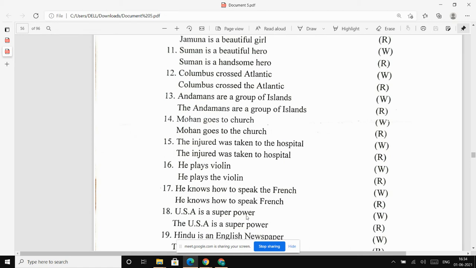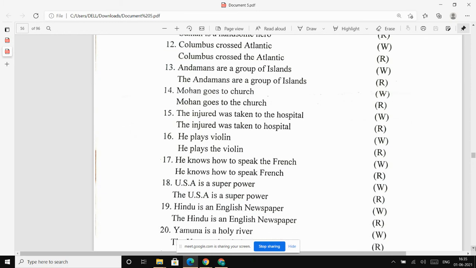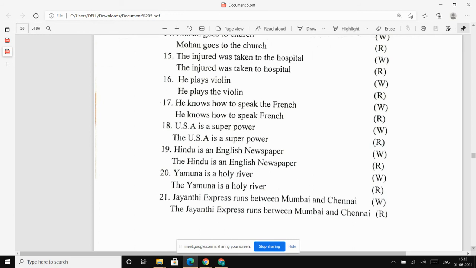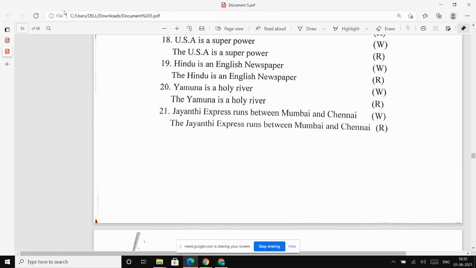USA is a superpower. The USA is a superpower. Hindu is an English newspaper. The Hindu is an English newspaper. Yamuna is a holy river. The Yamuna is a holy river. So all these reflect both adjectives and articles. If you observe, only the definite article the is used in these sentences, because the acts as an adjective here to describe that particular river, paper, or country.